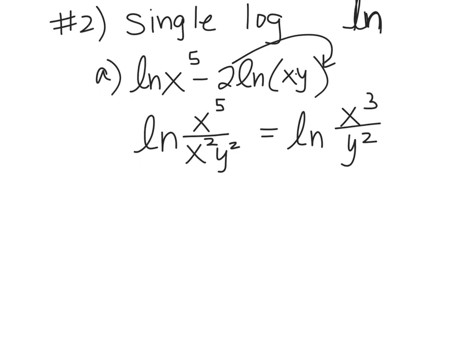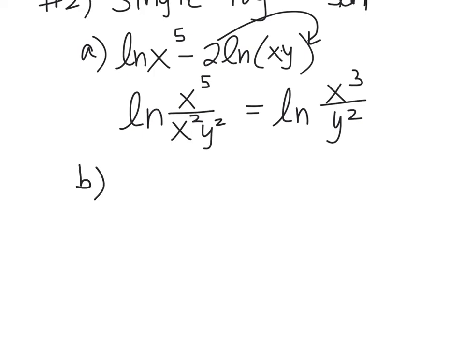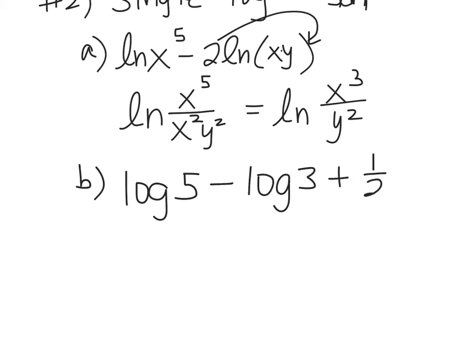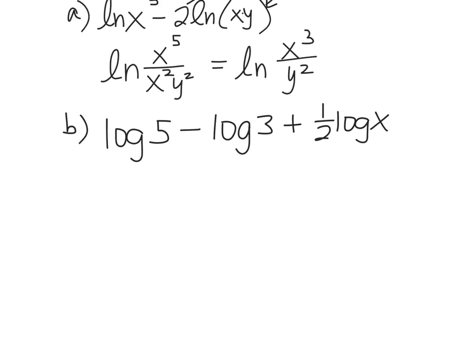Okay, B. We're getting there. Log of 5 minus log of 3 plus 1/2 log of x. Now, for this one, I'm going to get some of you on this one. I did last year. I'll do it again this year. We're going to write this as one single log, okay? But you need to be careful. Now, this one doesn't look too difficult, right? So it's log of 5 minus log of 3. So that would be 5 over 3.